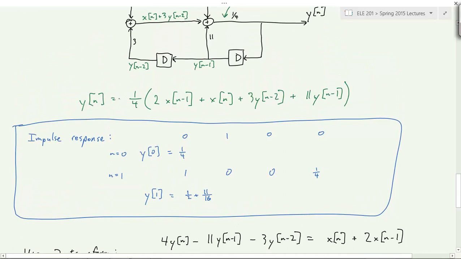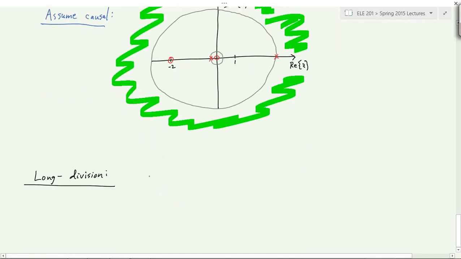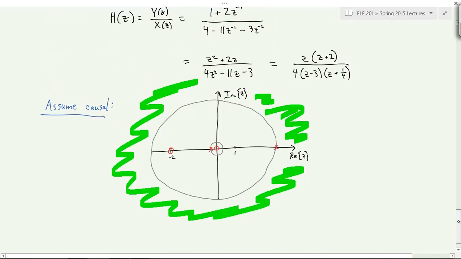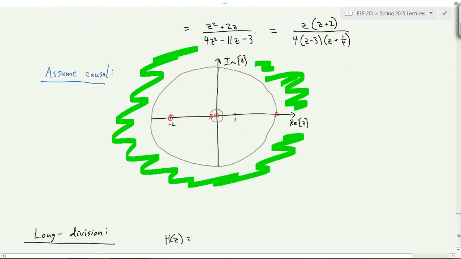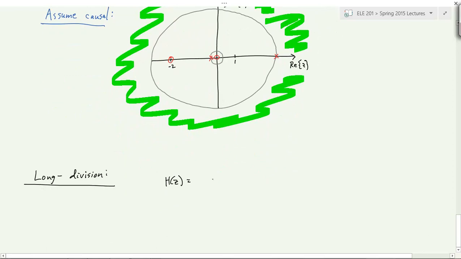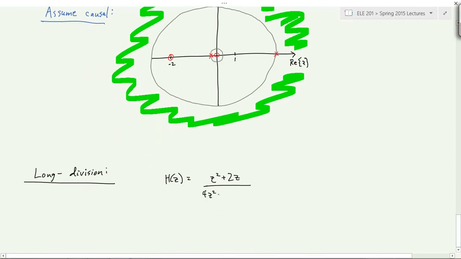We said we could run through the system one step at a time and get values of the impulse response one step at a time. You can do that equivalently from the Z transform, and let me show how. We have that H of z, I'm just going to repeat what we have above here. It equals, sorry, z squared plus 2z over 4z squared minus 11z minus 3. Okay, we have this.